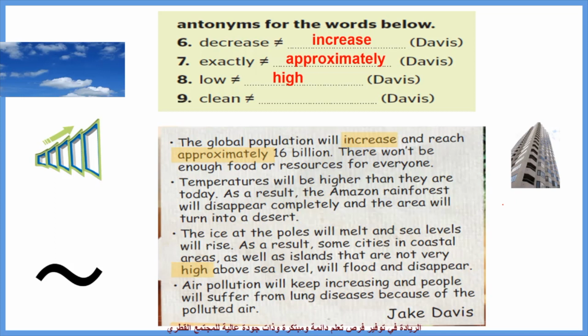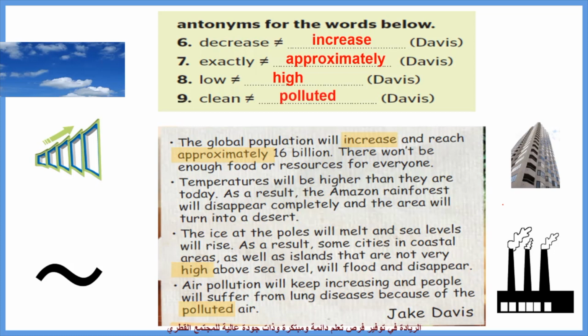What is the opposite of clean? The opposite of clean is polluted. Polluted means not clean. It says air pollution will keep increasing and people will suffer because of the polluted air. Because of the air that is not clean, people will become sick.